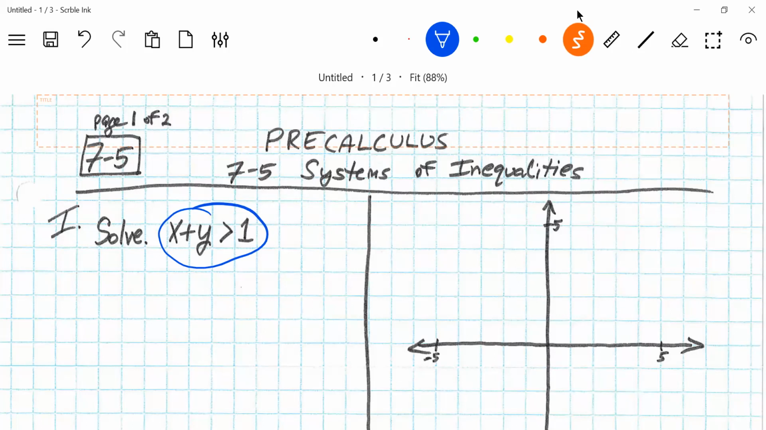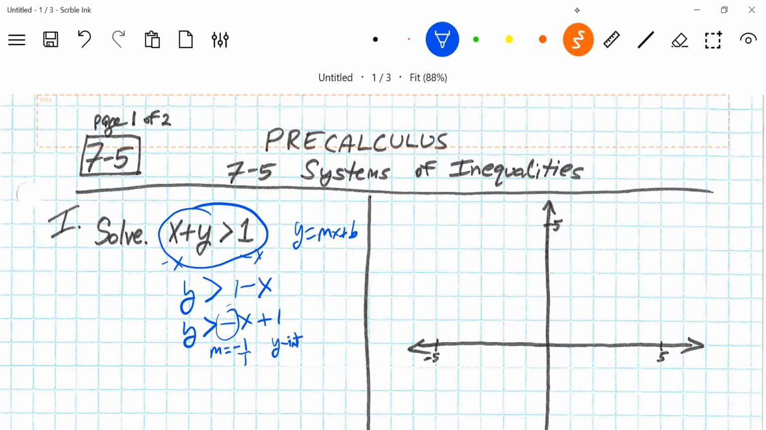So I'm going to solve this one by using y equals mx plus b and then testing a point. So I'm going to subtract x, y greater than 1 minus x. Actually, that's negative x plus 1. Because if I do it this way, I have a slope here of negative 1 or negative 1 over 1, and I have a y-intercept of a positive 1. So I'm going to come over here first and graph that.